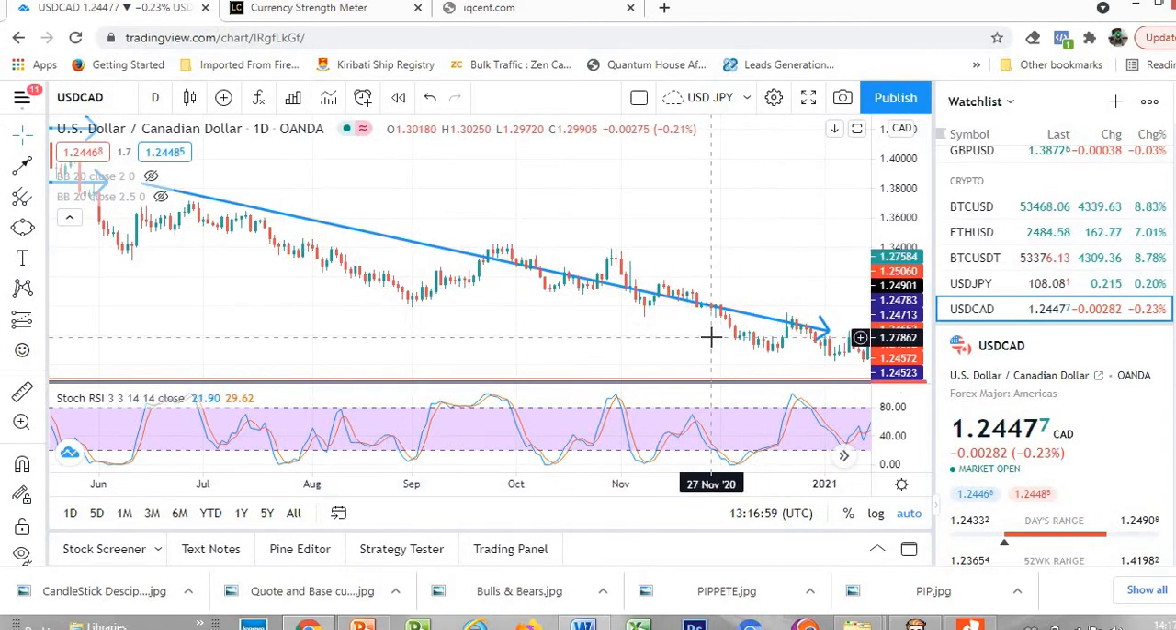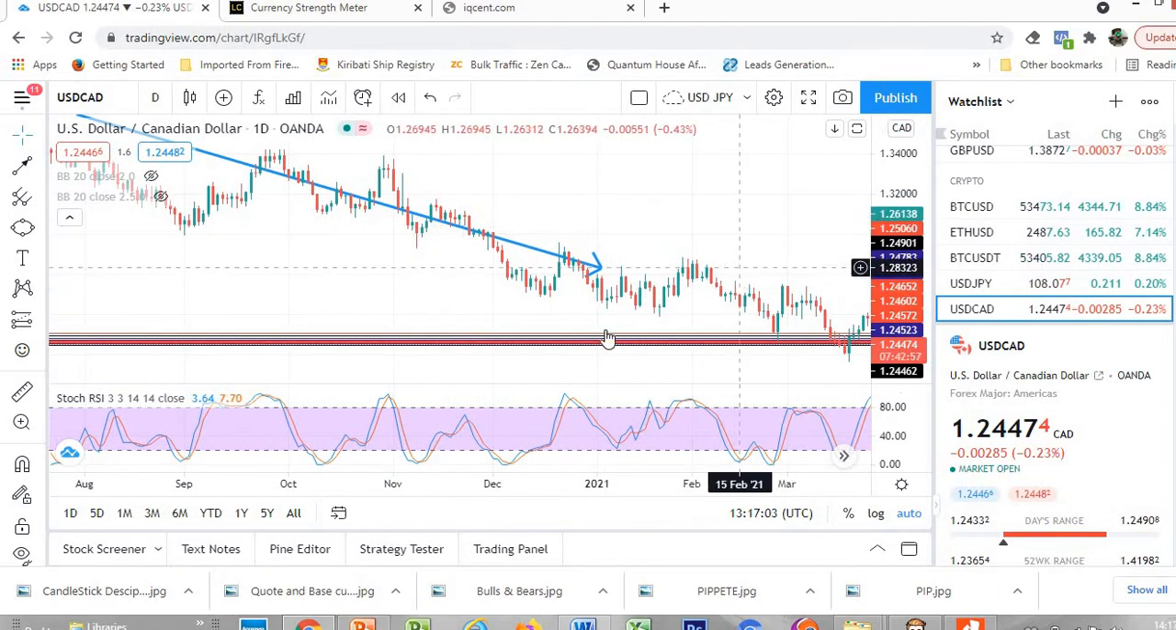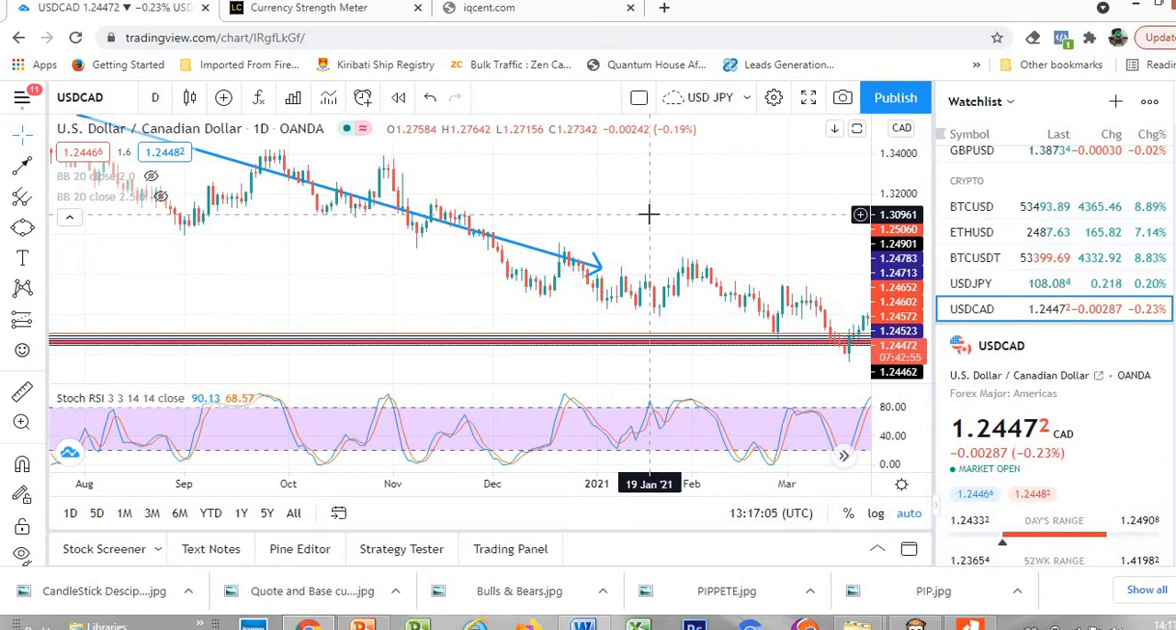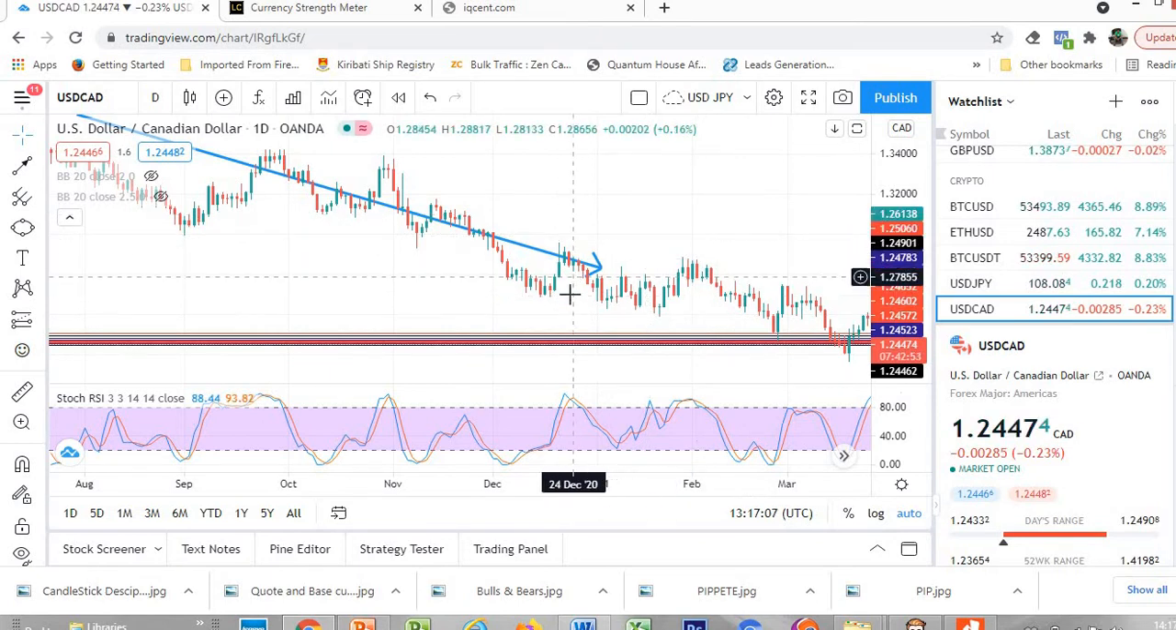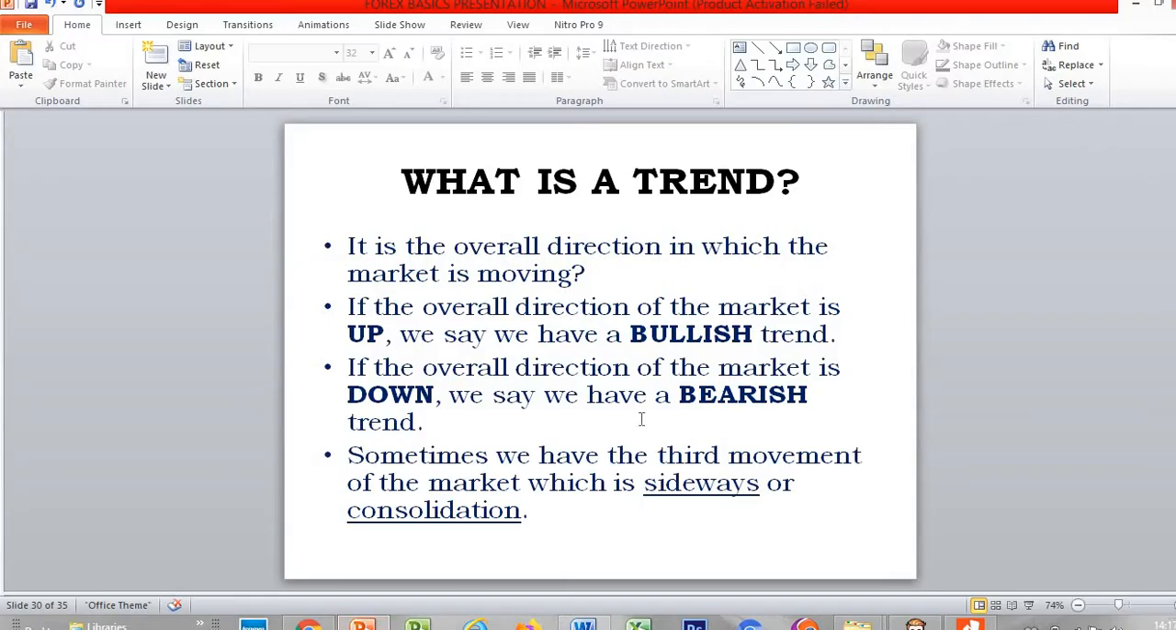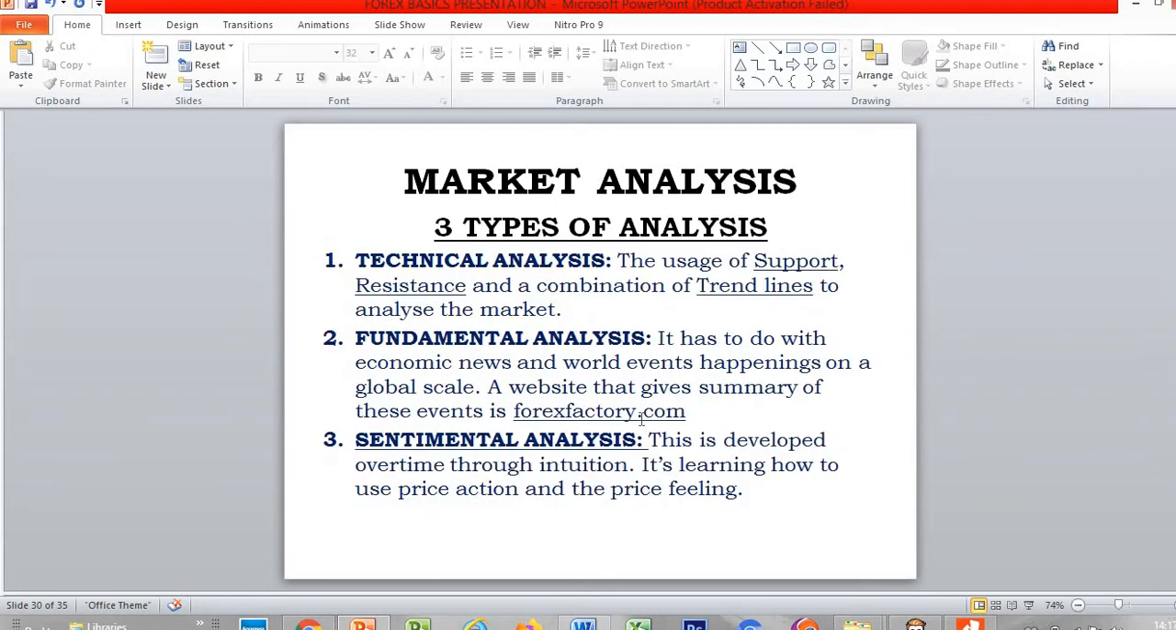So that's basically what we mean by an upward or bullish trend, a downward or bearish trend, and consolidation. Hopefully you got that. So let's move on to the next topic, talking about market analysis.